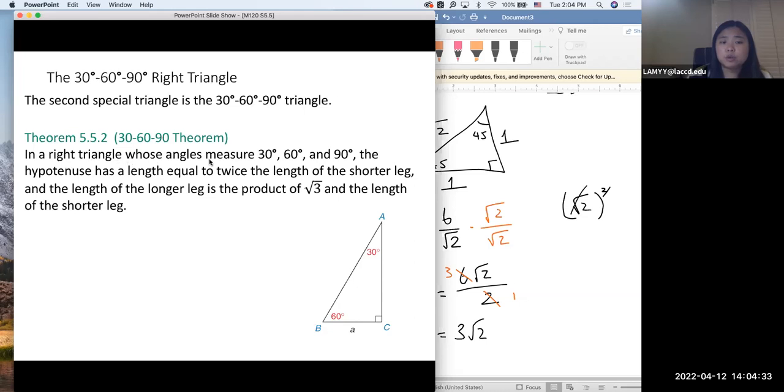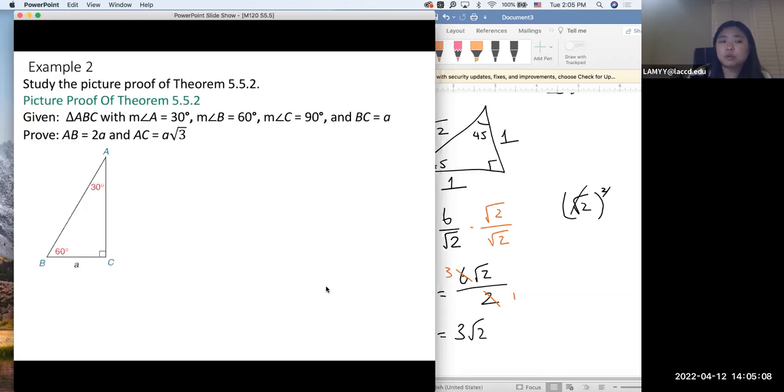In a right triangle whose angle measures 30, 60, and 90, the hypotenuse has a length equal to twice the length of the shorter leg. So we have this triangle, we have the shorter leg, and this is the longer leg. And they say the hypotenuse, this side, has a length equal to twice the length of the shorter leg. So if this is a, how can you call your AB here? If BC equal to a, the hypotenuse will be equal to 2a.